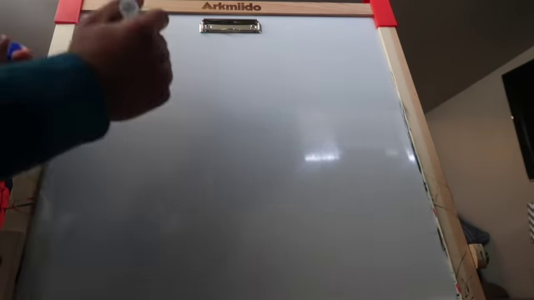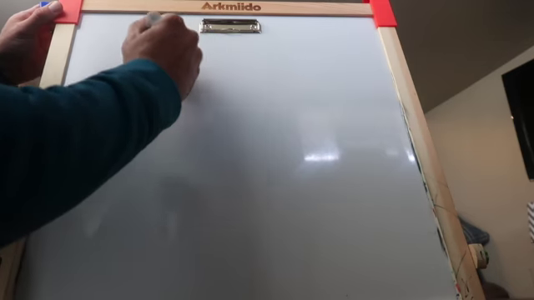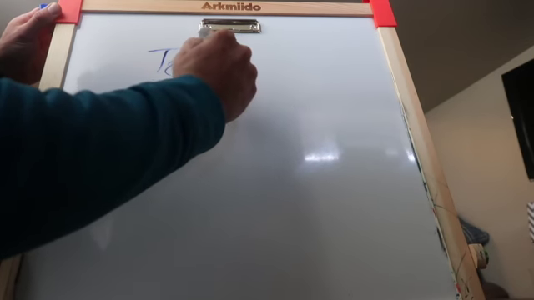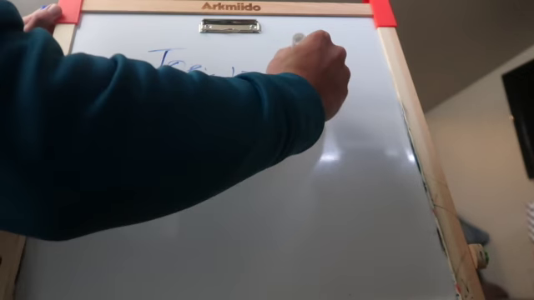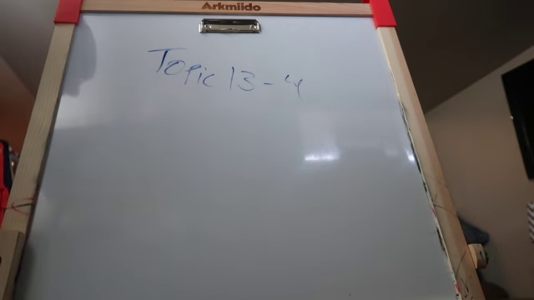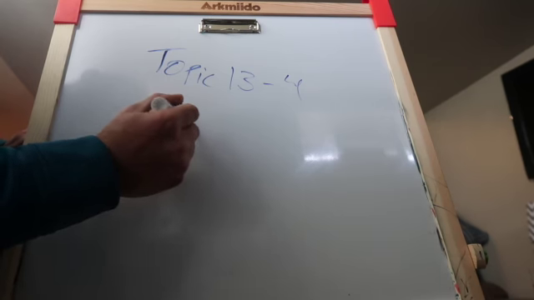Okay, so this video will be topic 13, lesson 4, and we are using triangles and polygons. Part 1, section 2 is giving you an acute triangle.